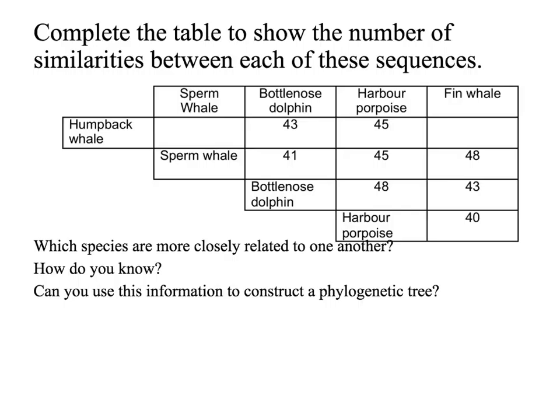Just in case you're not quite sure how to fill out this table. For example, if I wanted to compare a humpback whale with a bottlenose dolphin, I'd look at my DNA-based sequence and I'd recognise that they have 43 of the bases in exactly the same position as each other. So I'll put 43 in there. Most of them are done for you. You just need to work it out for a sperm whale and a fin whale. So I'll let you pause the video, have a go at these questions, and then see if you can construct a phylogenetic tree.